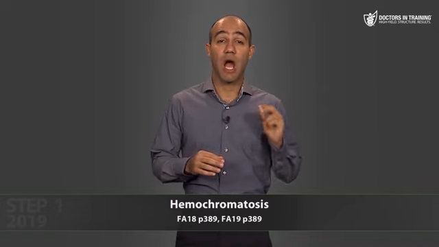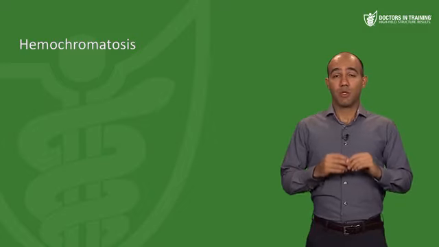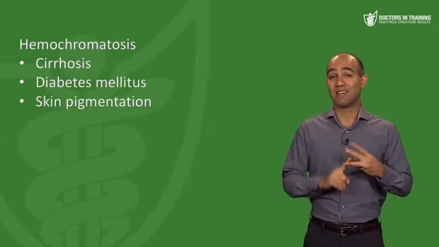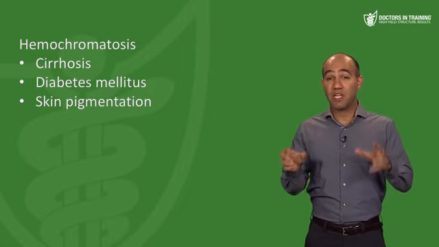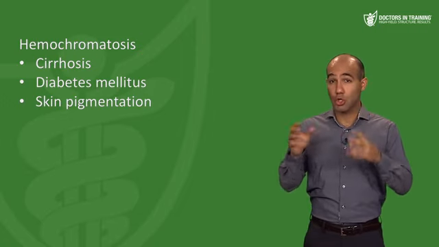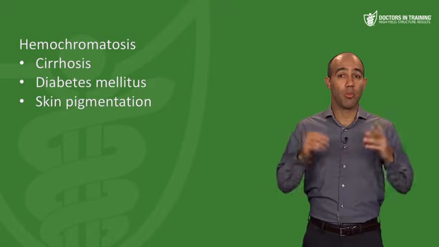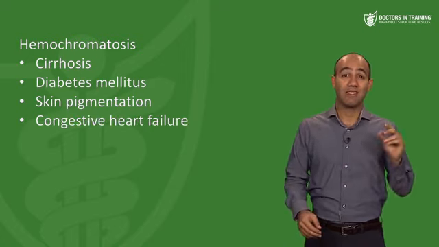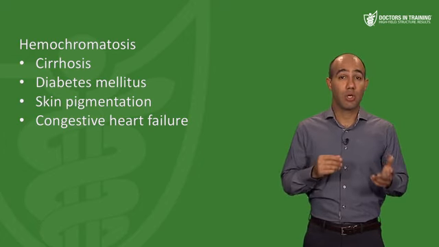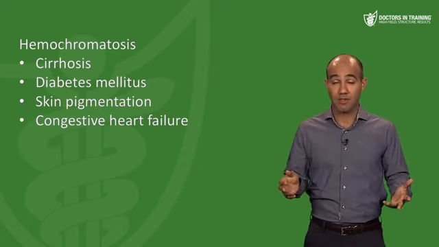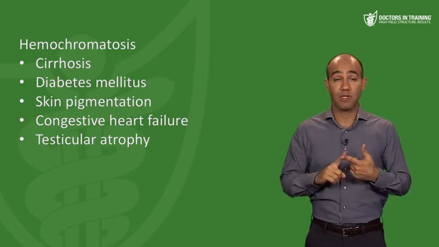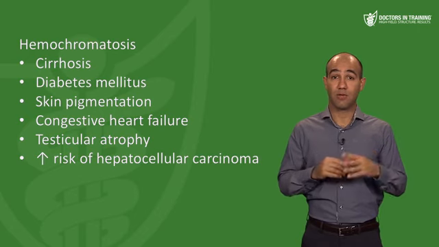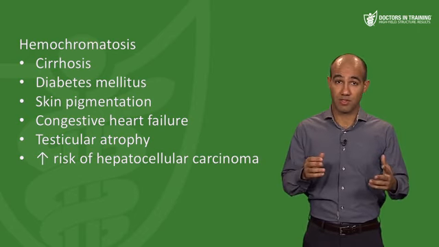This is a disorder of iron homeostasis. So the classic triad in hemochromatosis is cirrhosis, diabetes mellitus, and skin pigmentation. And because of the combination of skin pigmentation and blood sugar derangement, you often hear the term bronze diabetes used in association with this disorder. You also see dilated congestive heart failure with electrocardiographic abnormalities including arrhythmias, and then you'll also see testicular atrophy and impotence in males, and again, like in Wilson's disease, there's an increased risk of hepatocellular carcinoma with the cirrhosis.